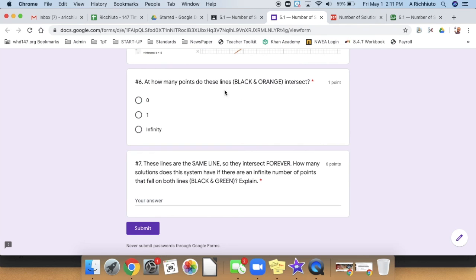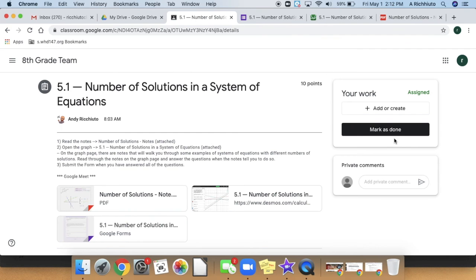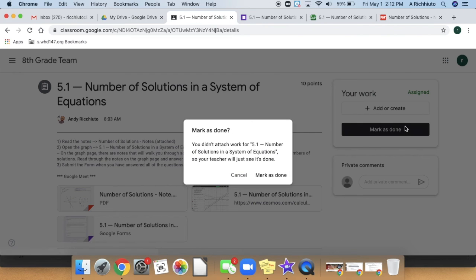All right, go ahead and answer questions 6 and 7. When you're finished, click the submit button, go back to your assignment, click mark as done, and then you are finished.